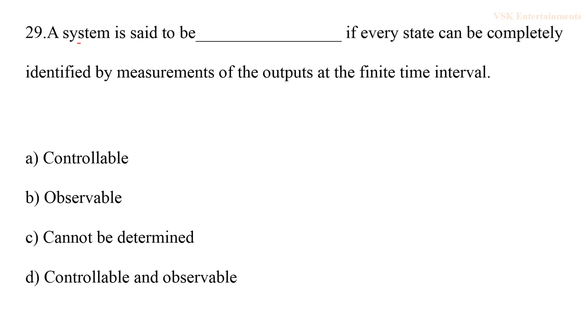Coming to the next bit, a system is said to be dash if every state can be completely identified by measurements of outputs in a finite time interval. Options are controllable, observable, cannot be determined, controllable and observable. It is the definition of observability. A system is said to be observable if every state can be completely identified by measurement of outputs in a finite interval of time. So option B is the right answer for this one.